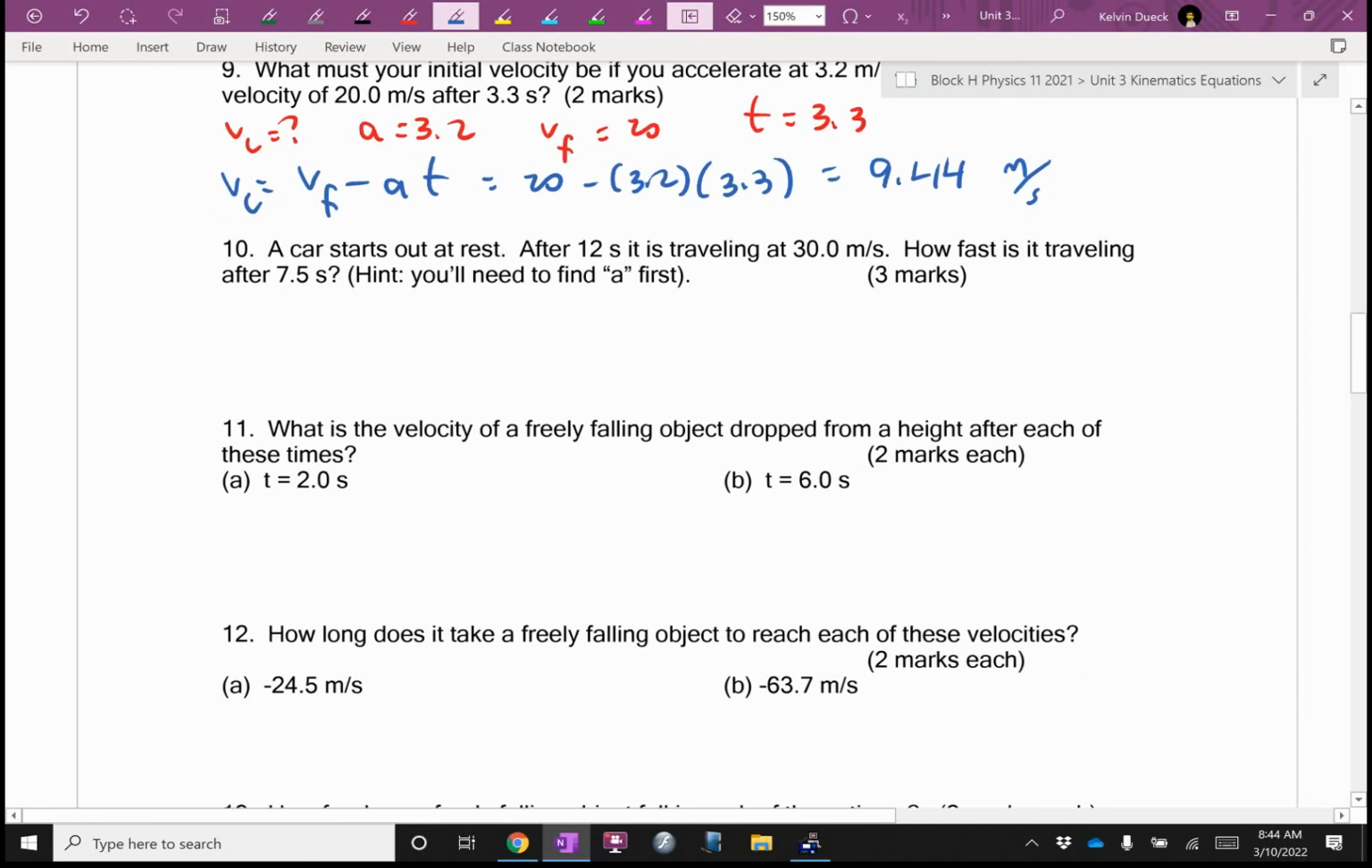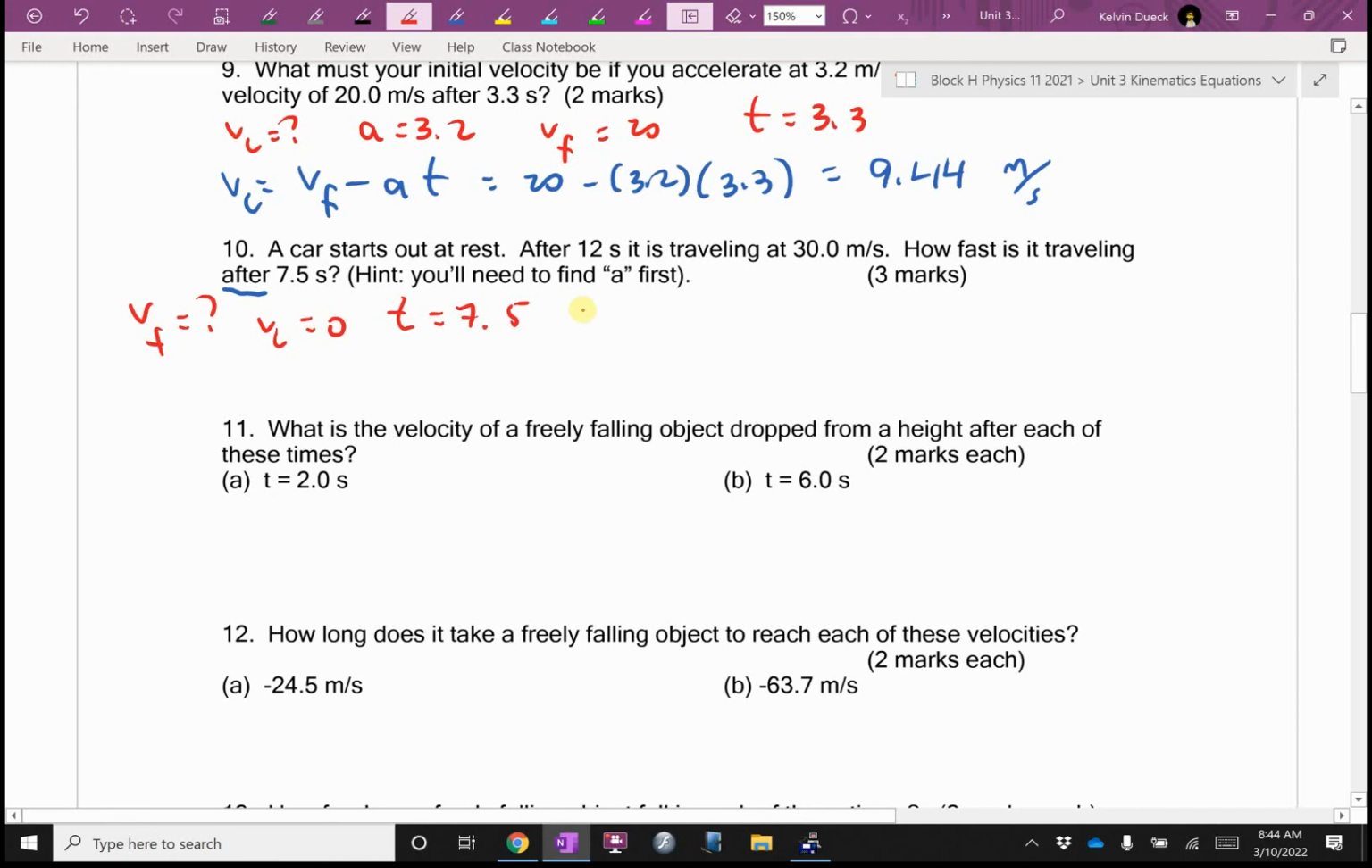Number 10 is 3 marks. What does 3 marks mean? I probably have to find something in order to find something. So it looks like it wants me to find how fast it's traveling after. When I see the word after, I think it wants me to find a V final. Looks like VI is 0. And it looks like time is not 12, it's 7.5 for what they want me to find.